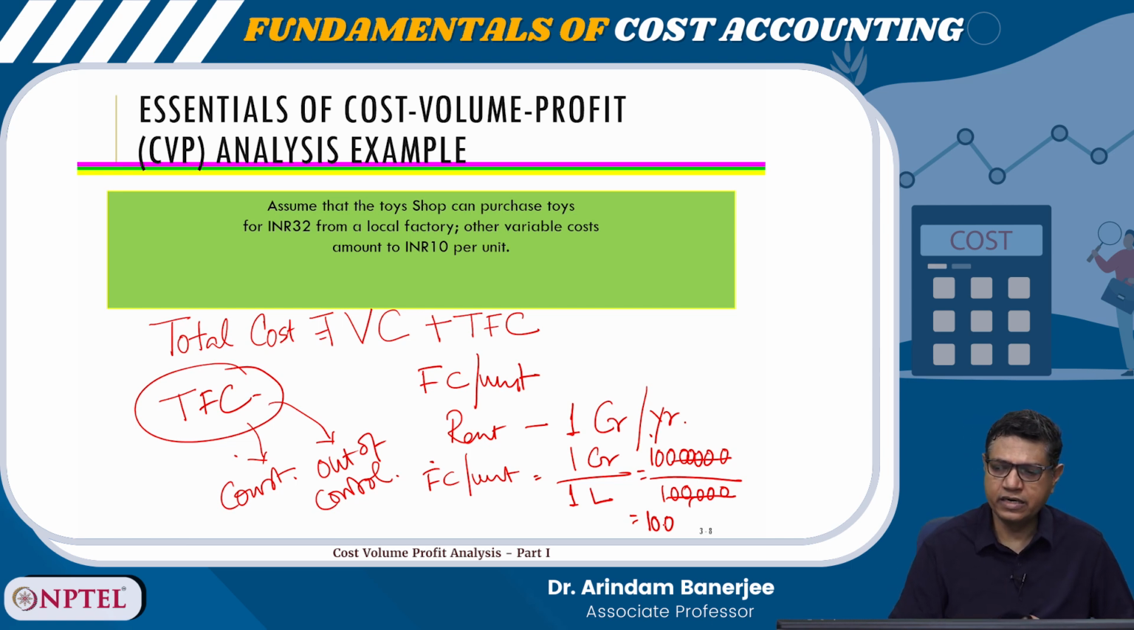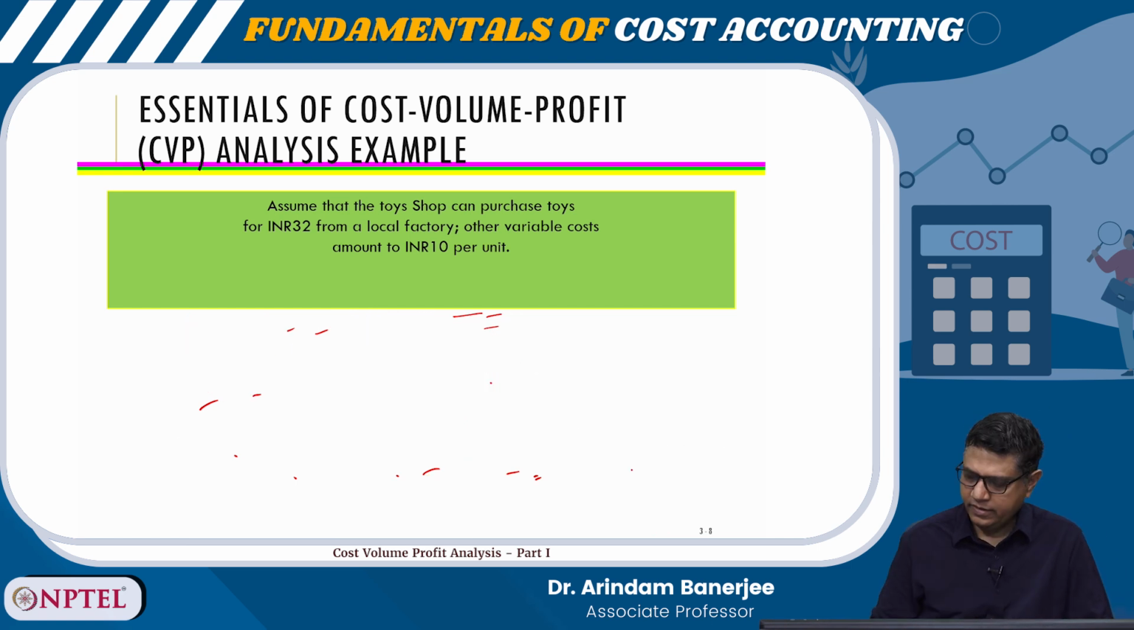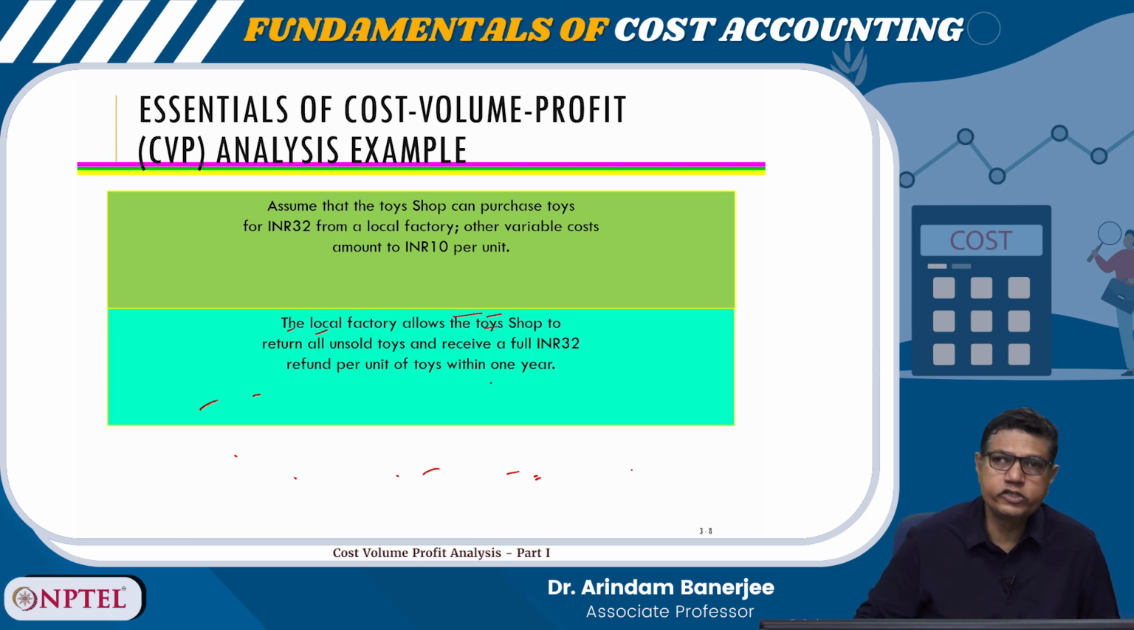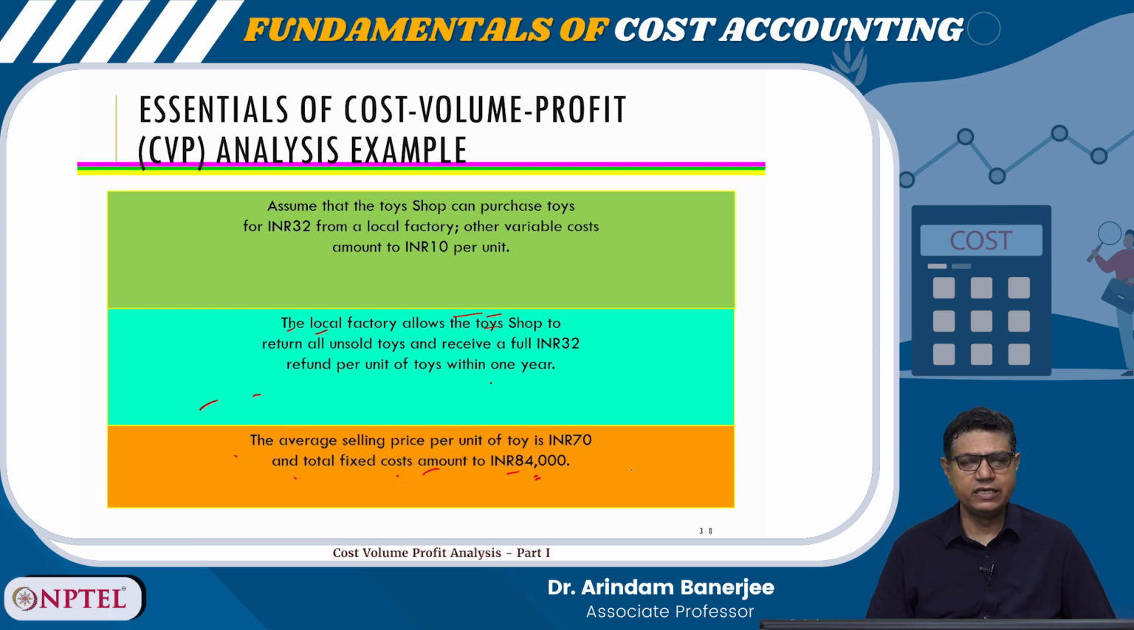Now, let us see one example, right. So, assume that the toy shop can purchase toys for rupees 32 from a local factory. The other variable cost amount to rupees 10. The local factory allows toy shop to return all unsold toys and receive the full rupees 32 refund per unit of toys within 1 year. That means, no unsold stock is there. And what is the average selling price? The average selling price is 70. And what is the total fixed cost? The total fixed cost is 84,000.